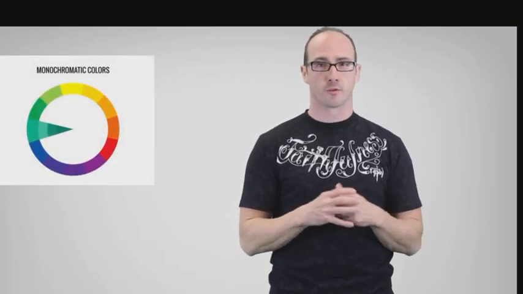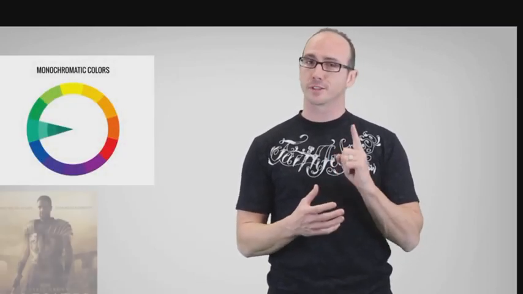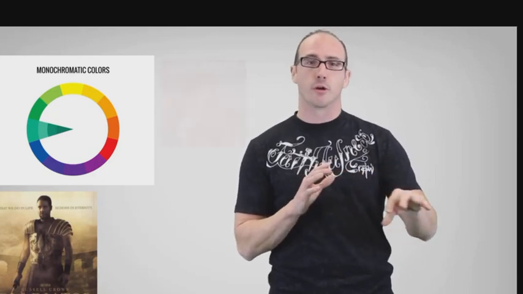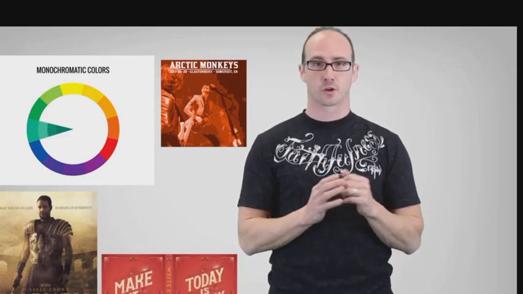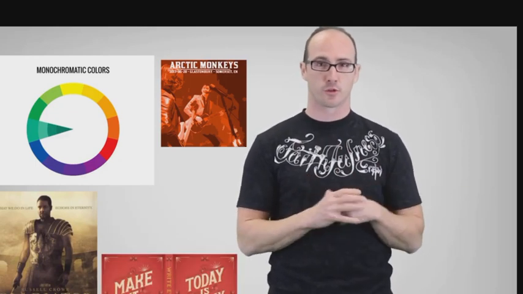Monochromatic is another form of color combinations, and that's one single color, but it's the whole value range. So it's adding white and black into that one color to create a variety of midtones throughout.